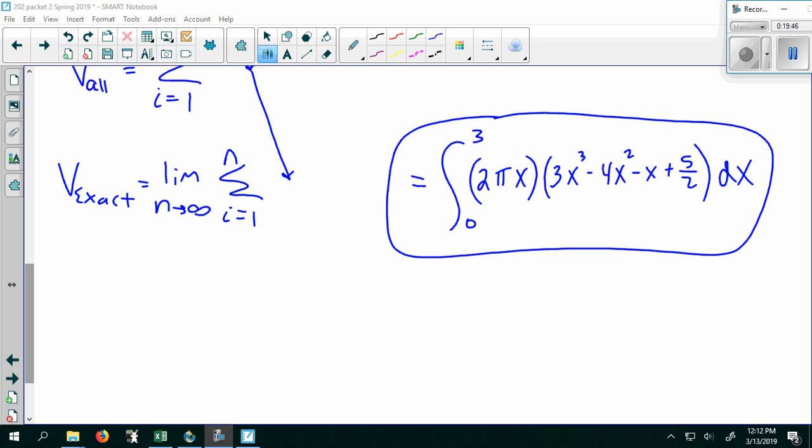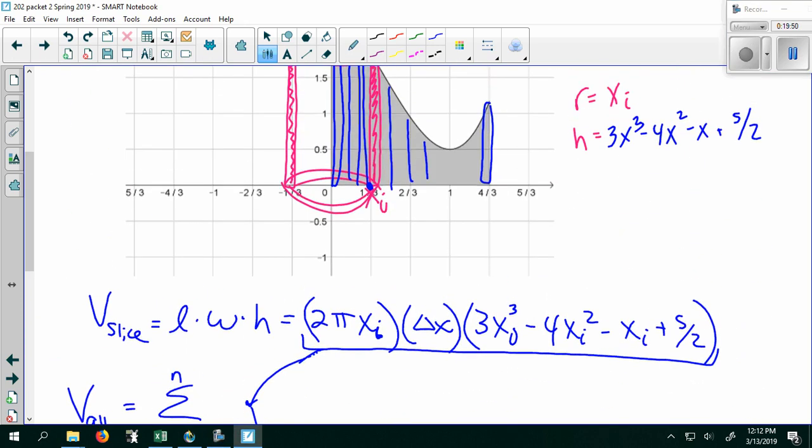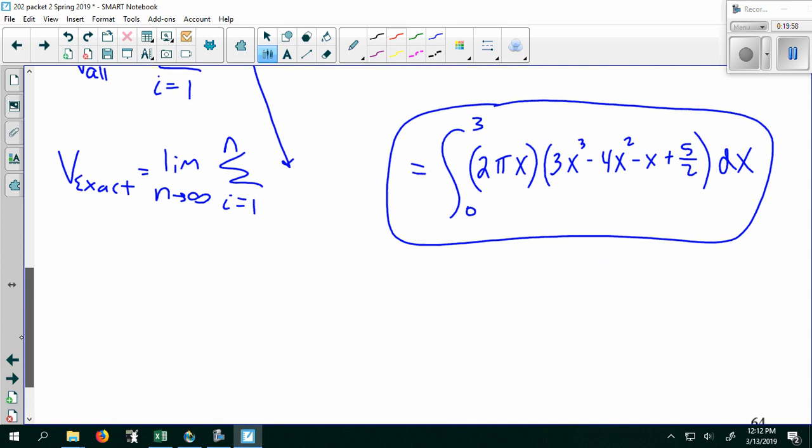Sorry, I do not finish at 3. Go back up and look at that a little bit closer. The last rectangle I draw is at x equals 4/3. That is the end of the generating region. 0 to 4/3 are my bounds of integration.